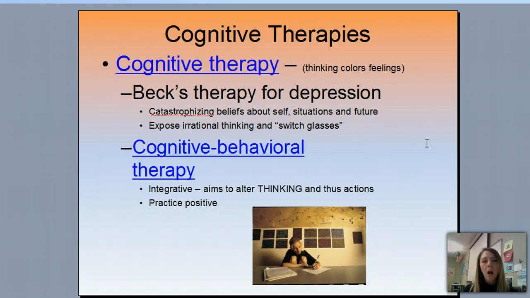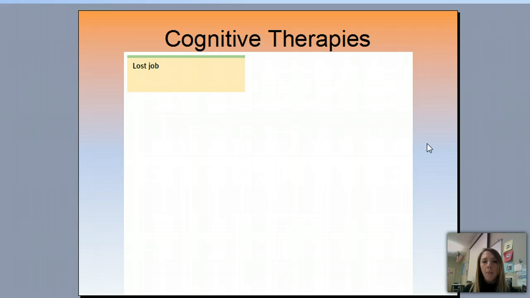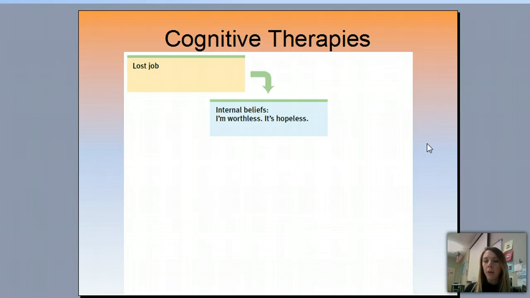So here's something a cognitive therapist might do. Someone loses their job. An internal belief or a catastrophic belief that someone might have is, I lost my job because I'm worthless and I'm hopeless and nothing good will ever happen to me. Okay? That might send someone into a state of depression, right? So think about thinking equaling an abnormal psychology disorder like depression.